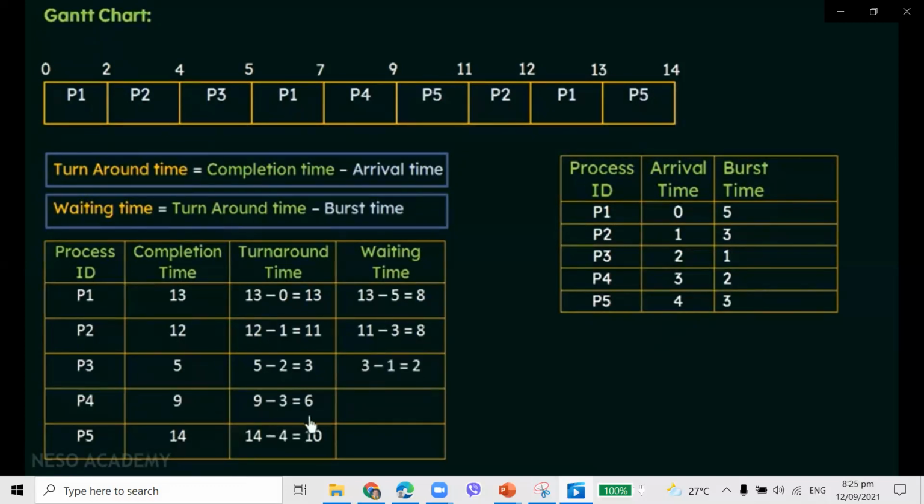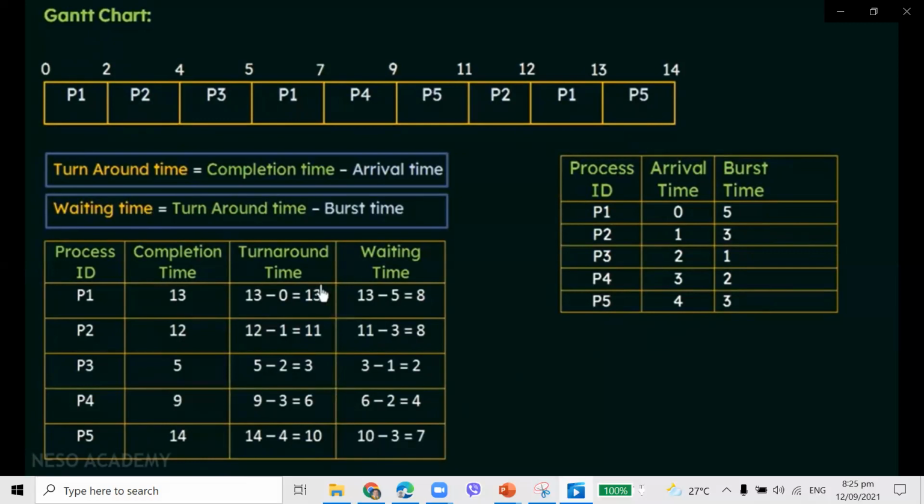So for P4, turnaround time is 6 and then the burst time is 2. So that gives us 6 minus 2, 4 units of time. And the last one, P5, the turnaround time is 10 minus the burst time, that is 3. So that gives us 10 minus 3, 7 units of time.